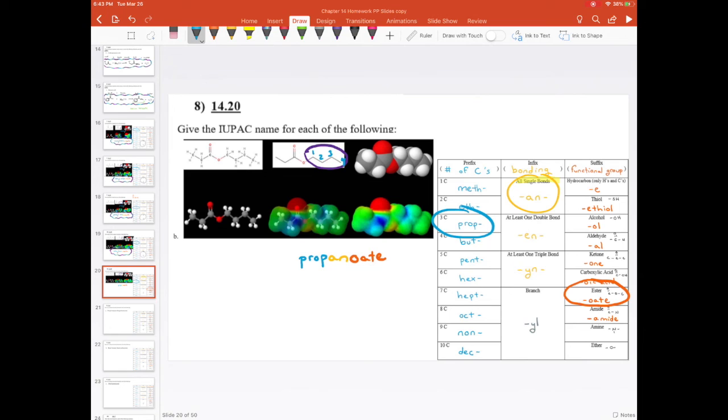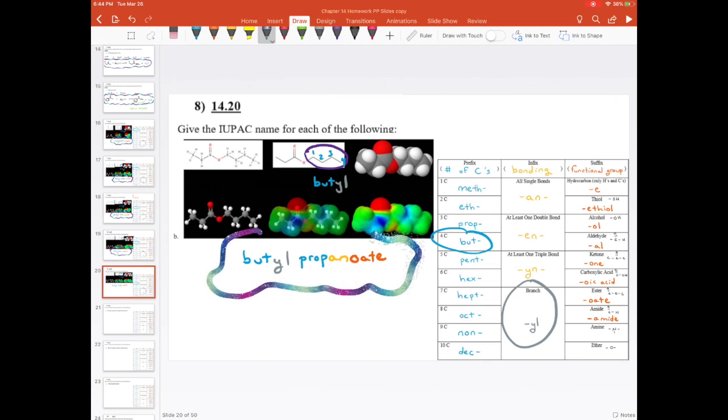Now here we have 4 carbons. The prefix for 4 carbons is but-. So that's but-, and then immediately after that, because this is being named as a branch, you'll have a -yl. And so that branch name is butyl. So take the name of the branch, put it in front of the backbone, and you're left with the name of the whole compound, which in this case is butyl propanoate.